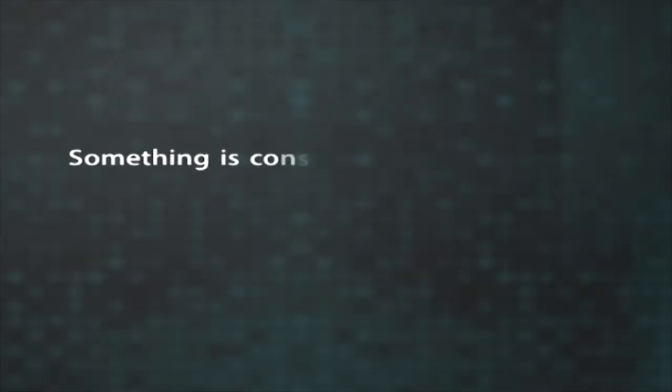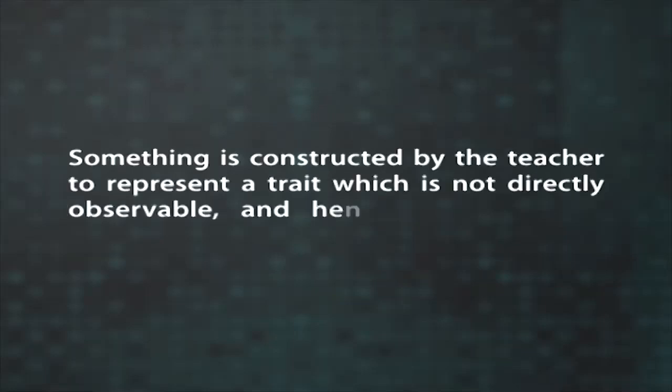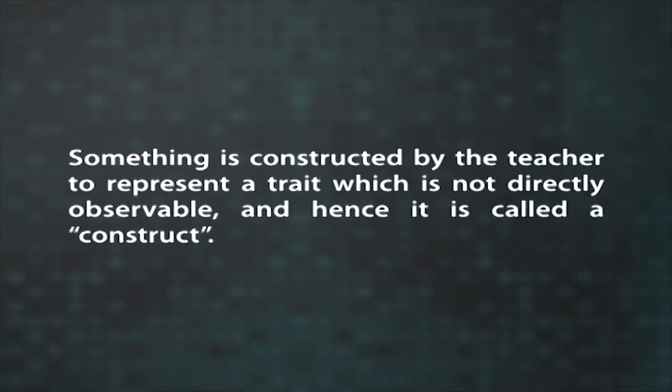As we have already seen, a test can be used to measure certain traits and characteristics of students. However, not all traits are directly observed. When a trait cannot be observed and measured directly, the teacher has to operationally define that trait. This is typically done by associating that trait with certain observable behaviors through which it is projected. That is to say, something is constructed by the teacher to represent a trait which is not directly observable, and hence it is called a construct.